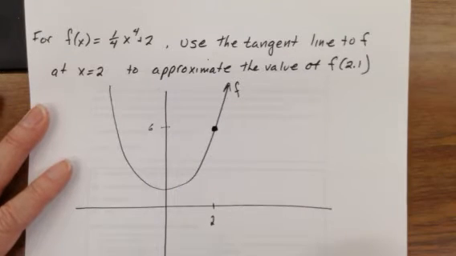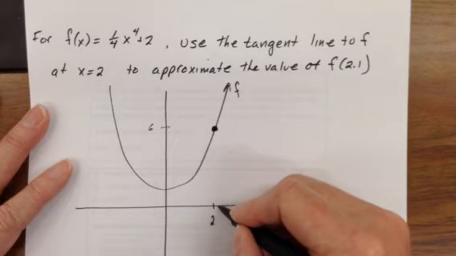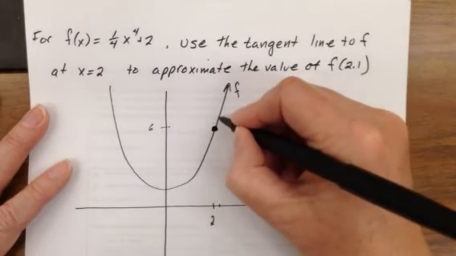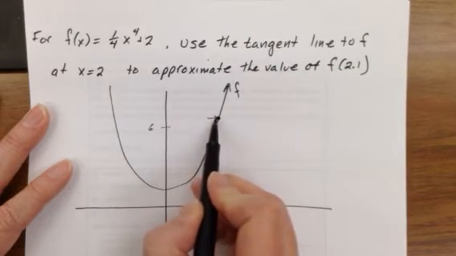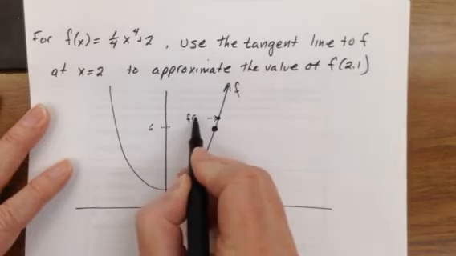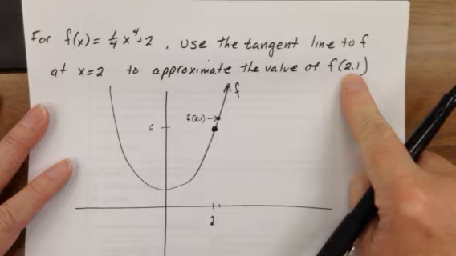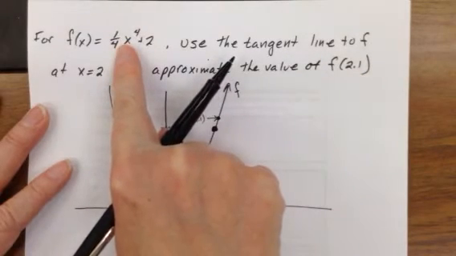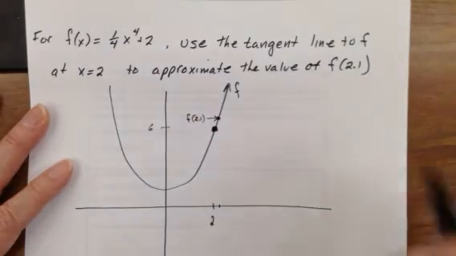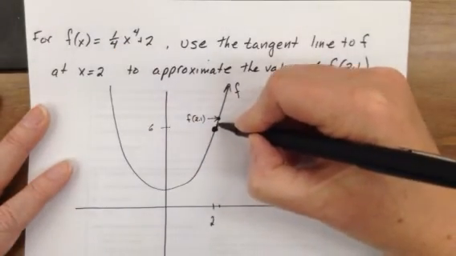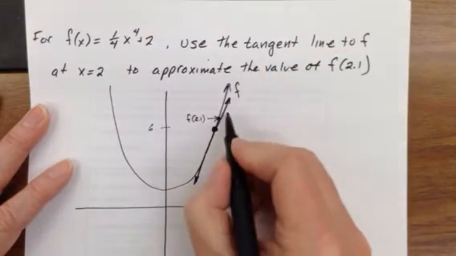Now, our job is to approximate the height of the function at 2.1. So 2.1 is just a little bit over from that. So somewhere here, we have the actual height of f(2.1). But again, filling 2.1 into this function by hand is going to be a nightmare. So we don't want to do that. We're going to approximate it instead. Approximate it with what? Well, we're going to find the equation of the tangent line.